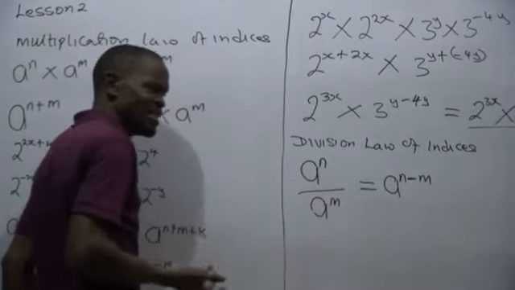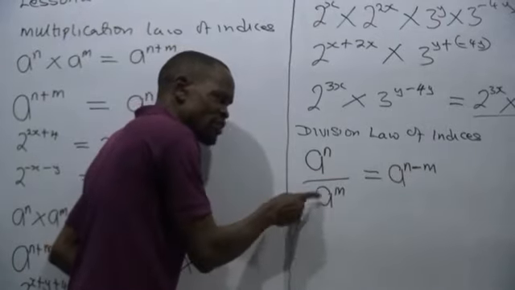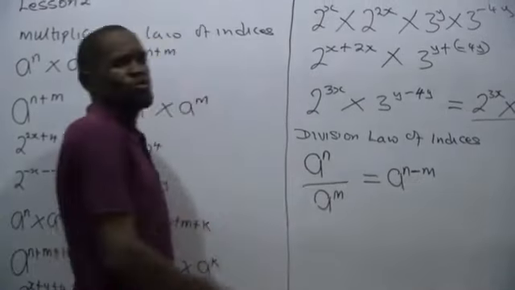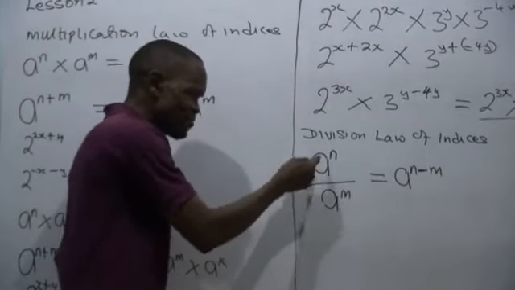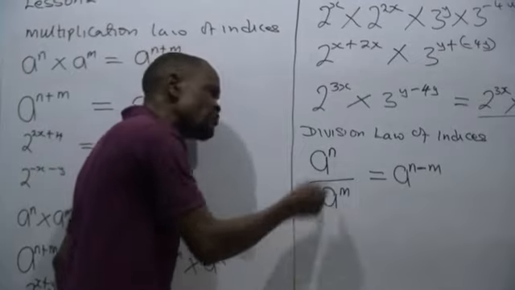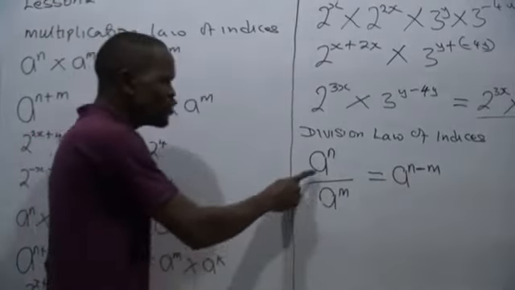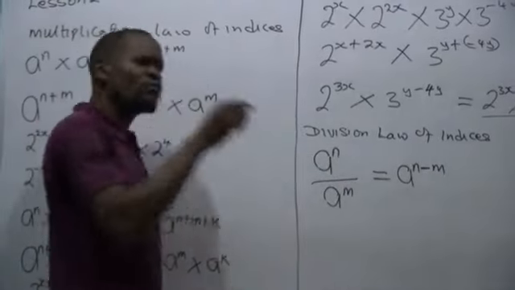If they are not dividing themselves, I can't do this. Assuming that they are of the same base 3, and they are not dividing themselves, will I do this? No, I will not do this. Then, assuming that they are dividing themselves, but of different base, base 2, base 3, I will not do this. So for me to do this, they must be dividing themselves. They must be of the same base.